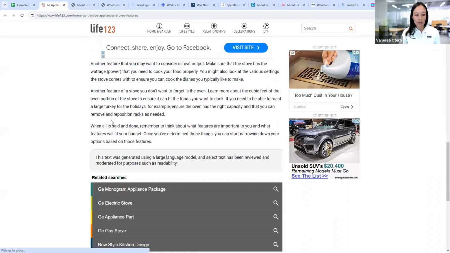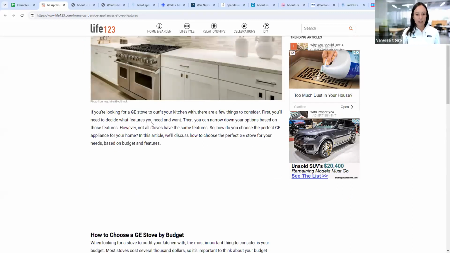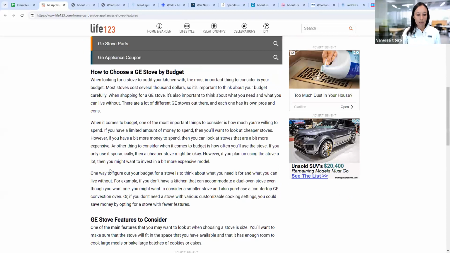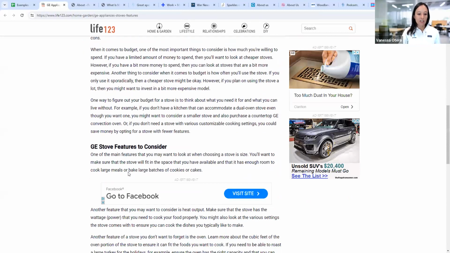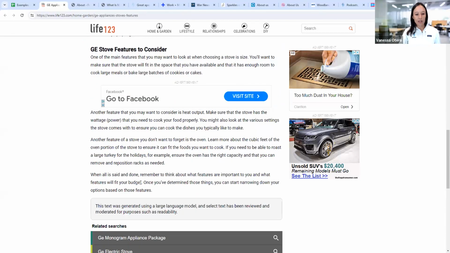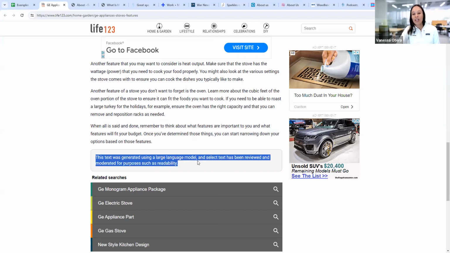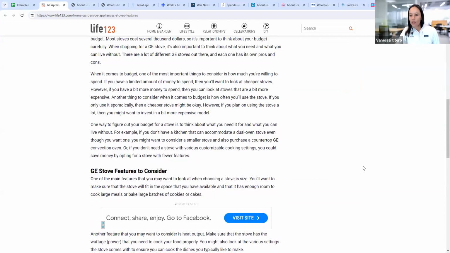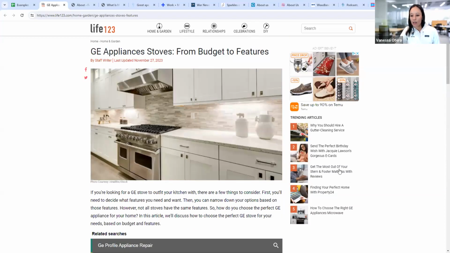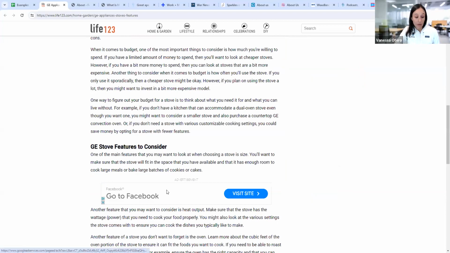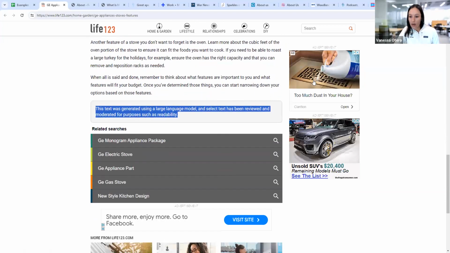If you scroll to the bottom, if you read it, it says another feature you may want to consider. One way to figure out your budget. One of the main features you want to look for. Another feature of a stove you don't want to forget. When all is said and done, blah, blah, blah. Sounds like ChatGPT? It is. Or another large language model. It says this text was generated using a large language model and select text has been reviewed and moderated for purposes such as readability. So this site links to other real ads, an ad for Facebook, and some other MFA sites.